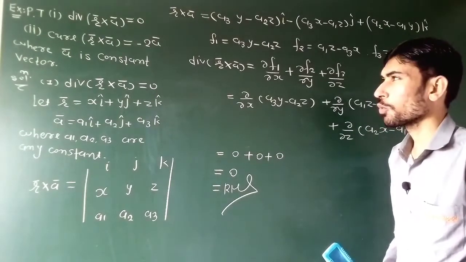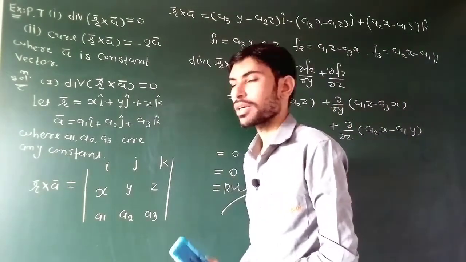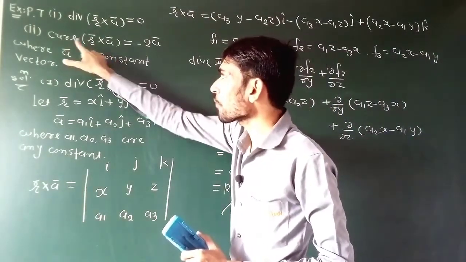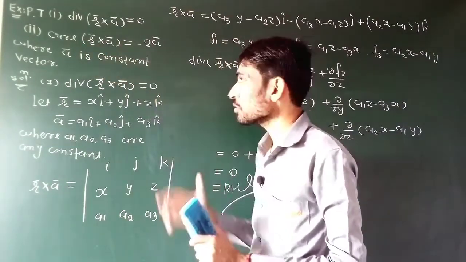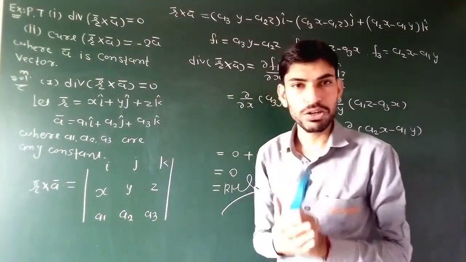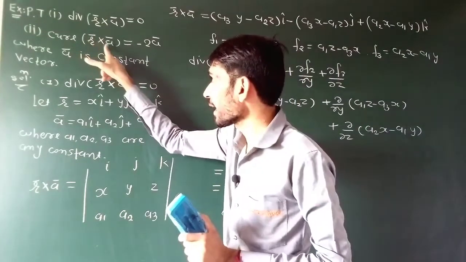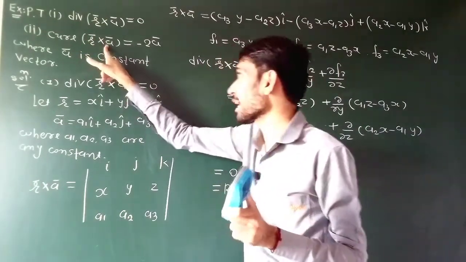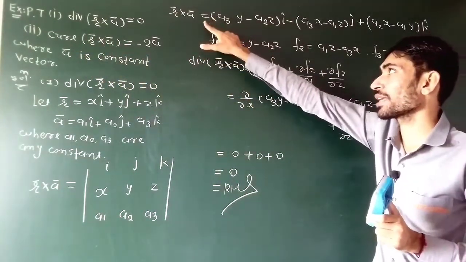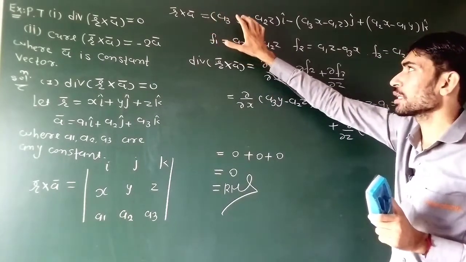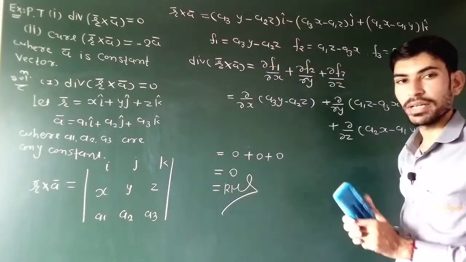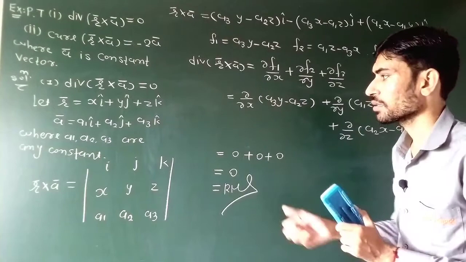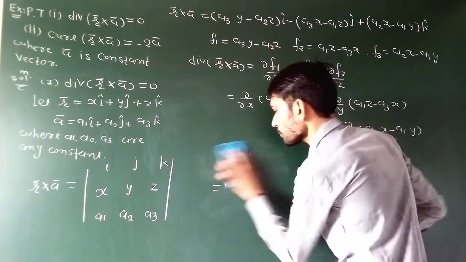Now we see the proof of the second one. So in the second one, to prove curl of r bar cross a bar is equal to minus 2a bar. Friends, we have to find the curl of r bar cross a bar, and we already found r bar cross a bar. Here we already defined the r bar cross a bar. So this is our f1 term, f2 term and f3 term. So here we find its curl. So let us see the proof of the second one.